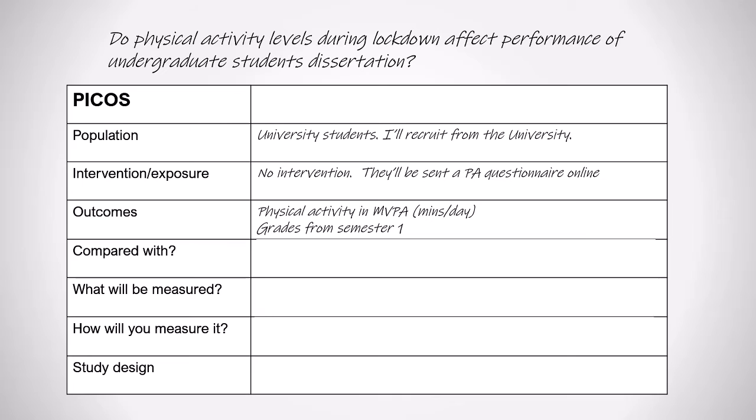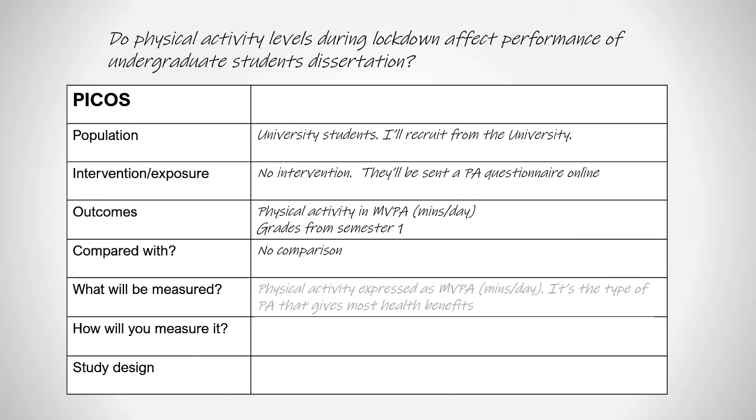And then the outcome measures, so how you're going to express what you've measured. Well, physical activity, you could best express that in moderate to vigorous physical activity. You can get that from a questionnaire, so it's expressed in minutes per day. And you could measure the performance during the dissertation just using the grades, or if you were just looking at overall performance in third year, use the grades from semester 1, something like that. You get the idea. There's no comparison for this study design.